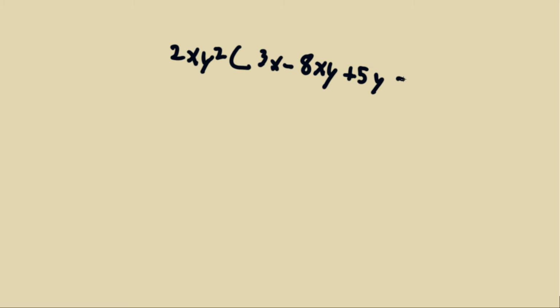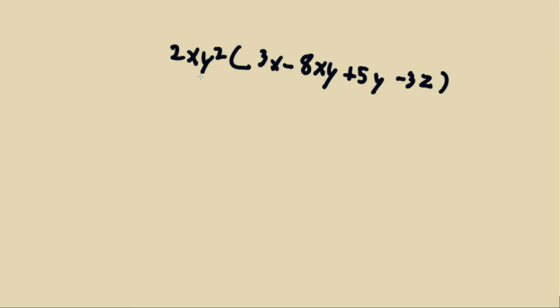All right, for the second example, let's have something more complicated, right? So 2xy squared times 3x minus 8xy plus 5y, and then minus 3z. All right, now don't be scared because this is big or whatever. Let's just take this step by step.